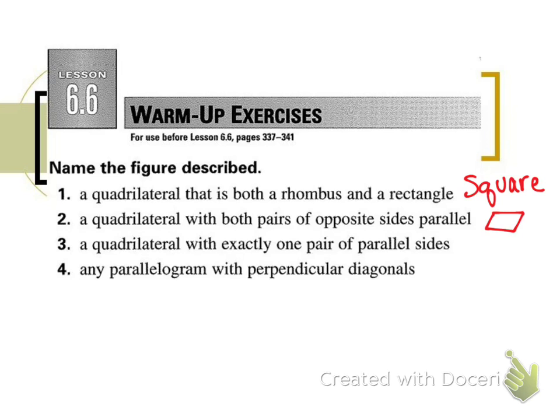Number 3, a quadrilateral with exactly one pair of parallel sides. No, a rectangle would have two pairs. A rhombus would have two pairs of parallel sides. If it only has one pair of parallel sides, it is not a parallelogram, which means anything that is a parallelogram is not a possibility.